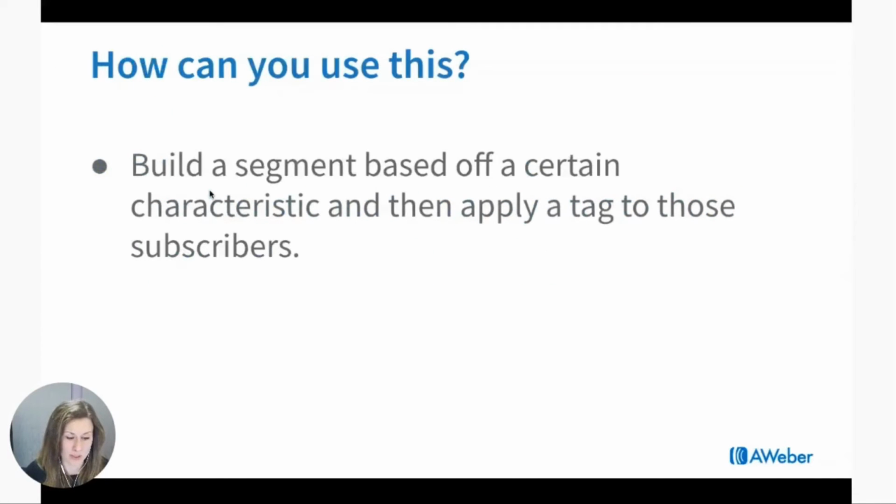So like I just did, you can build a segment based off a certain characteristic and then apply tags to those subscribers. Another way you might want to do this is, let's say you want to send an automated campaign to subscribers who haven't opened an email in 90 days to try to re-engage them. So you want to send them a re-engagement campaign. You can build an automated campaign that launches for anyone with the tag unengaged subscriber. Then you can build a segment of people who haven't opened in 90 days and apply the unengaged subscriber tag to all of them. And they'll be added to your automated re-engagement campaign automatically. So that's a good example of how that would work.